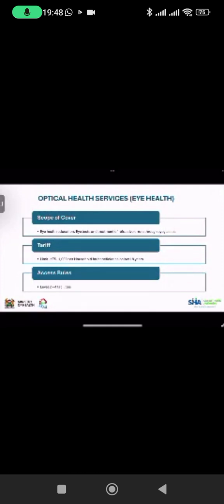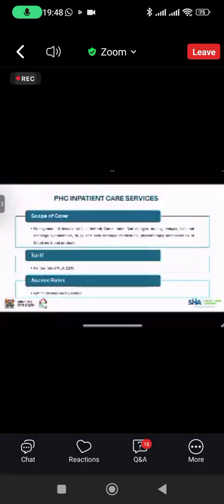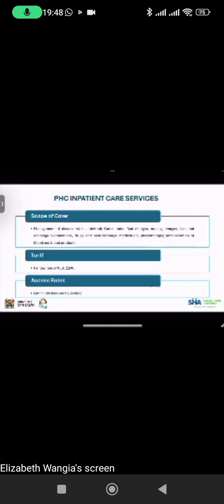So under optical services, we are still talking about eye health education, eye tests, like visual acuity tests, as well as eyeglasses. And this one, we are working with 1,000 per household, per beneficiary. Then we have primary health care inpatient services. I think I had mentioned that, so long as you're admitted, we pay what we call a daily rate of 2,240. And all this is based on the data that we collected.